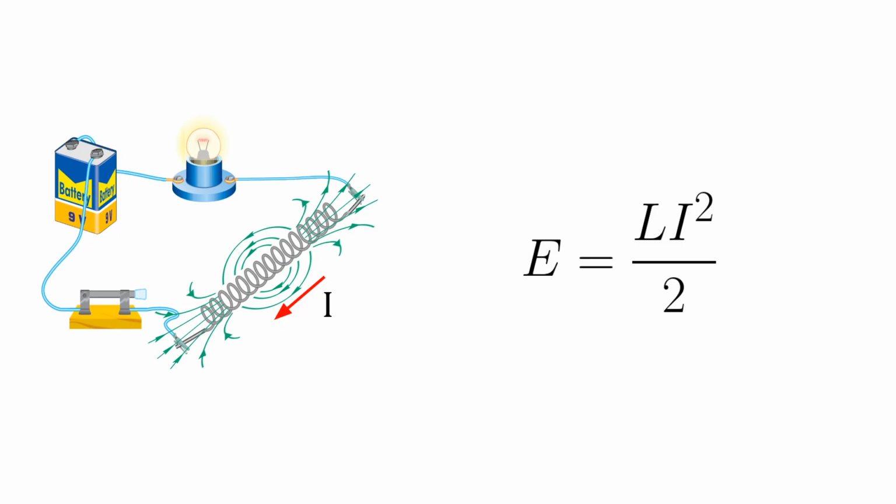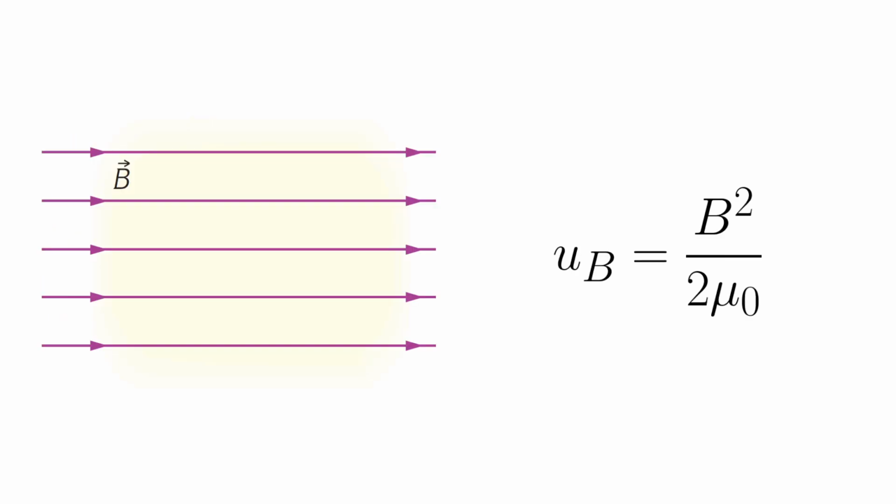topic. So, energy stored in an inductor can be found by multiplying inductance by the current squared and dividing by 2, and the energy density in any magnetic field can be found as B squared over 2 mu 0, where B is the magnetic field, and mu 0 is the magnetic permeability of free space.